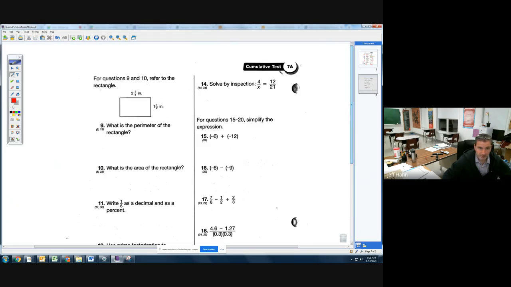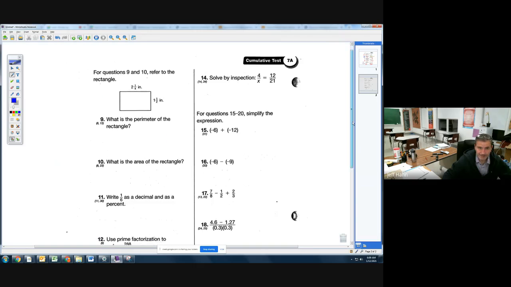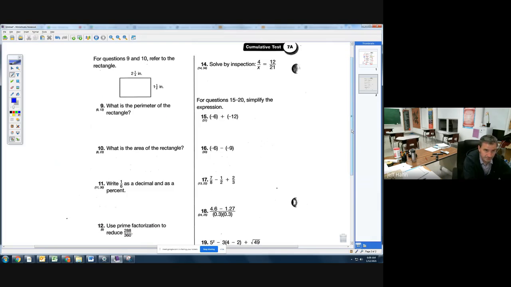Making quick progress here, changing colors to a shade of blue here. For questions 9 and 10, refer to this rectangle. Question 9 just asks you for the perimeter, which means add all the sides. So perimeter equals add all sides, you might want to jot that in your notes.